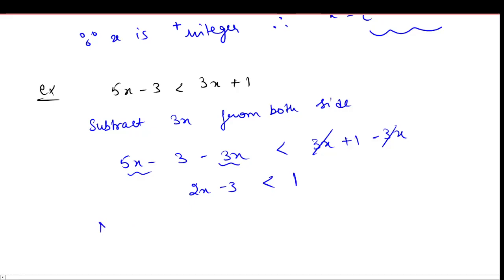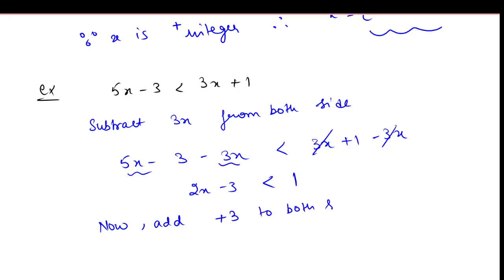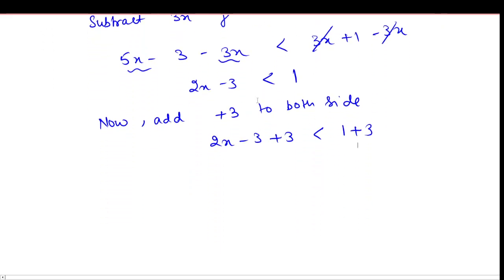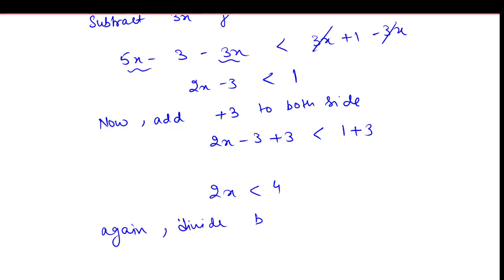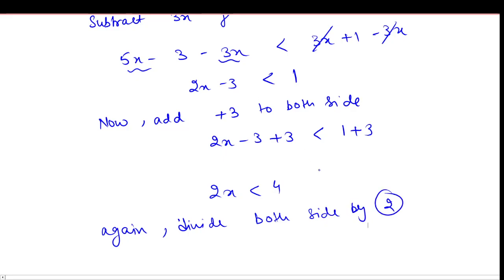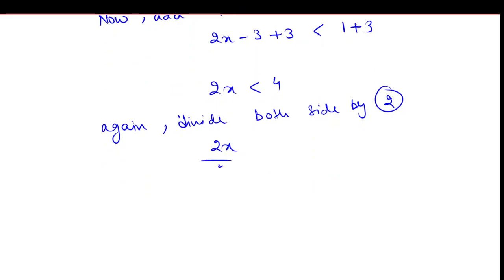Again, now add positive 3 to both sides. Therefore 2x minus 3 plus 3 is less than 1 plus 3. So 2x is less than 4. Again apply the rule of division, divide both sides by 2. So 2x by 2 is less than 4 by 2. So x is less than 2.